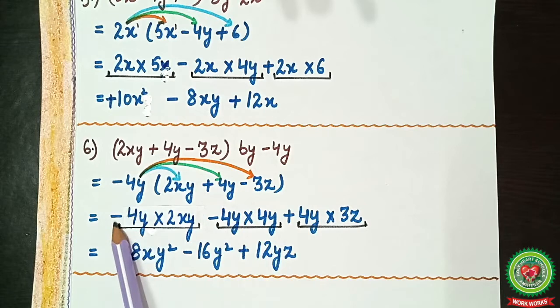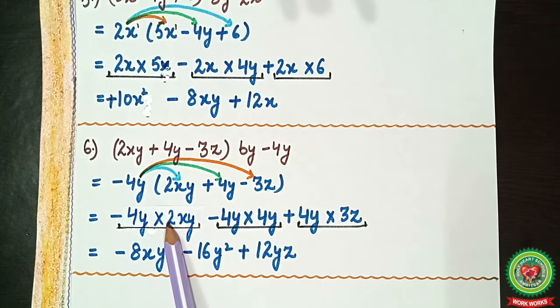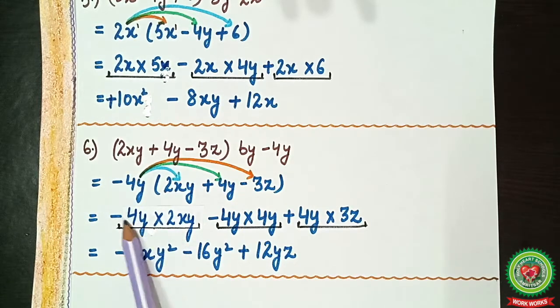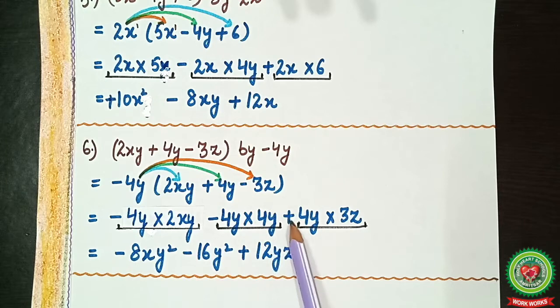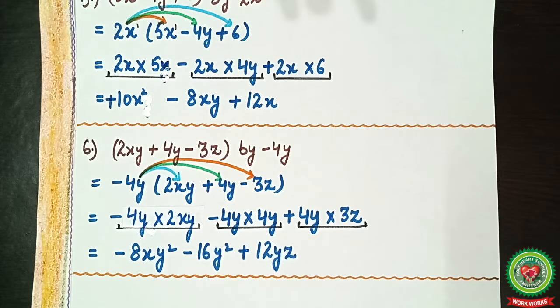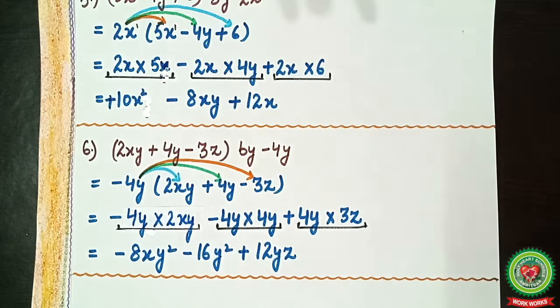So here minus into plus, that is unlike signs, sign of minus. 4 into 2, that is 8, and x is alone, so you will write here x, and y into y, that is y squared. Minus 4 into 4, that is 16, y into y squared, plus 4 into 3, that is 12, and y into z, that is yz, right? So this is the solution for this question.